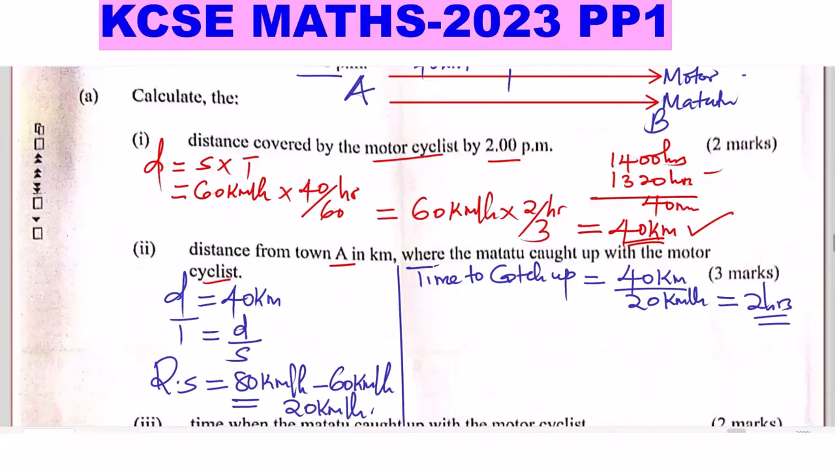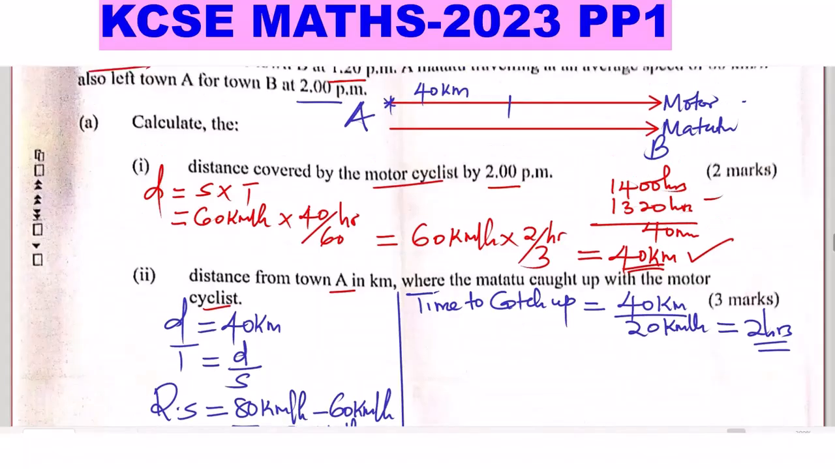So for that, there are 2 ways you can get that. You can decide to use the motorcycle or the matatu to get the distance from A. If I decide to use the motorcycle to get distance from A, distance is given by speed times time. So the speed of the motorcycle is 60 kilometers per hour times time taken to catch up, which will be 2 hours. This will give 120 kilometers.